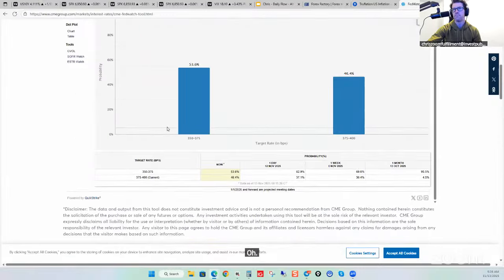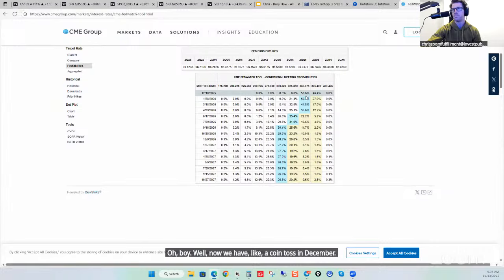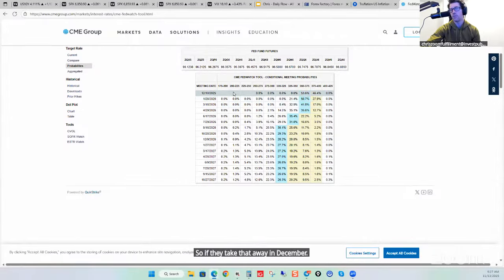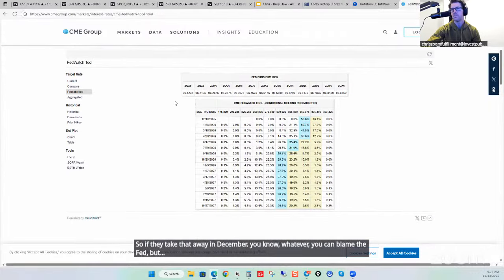Oh boy. Well, now we have like a coin toss in December. I think there is pressure to get the Fed to cut again in December. I don't know. December looks, if the Fed doesn't cut, I think the market's going to be volatile. The market had to price in these rate cuts. So if they take that away in December, whatever, you can blame the Fed, but I don't know.